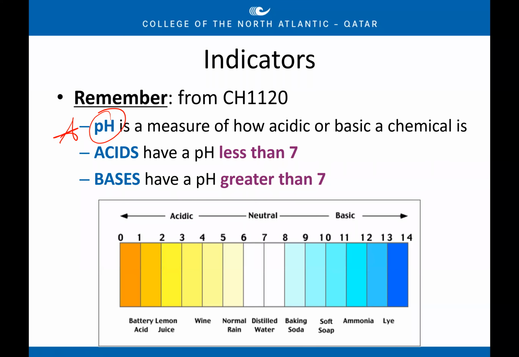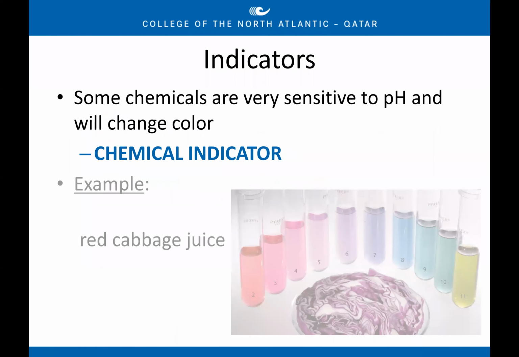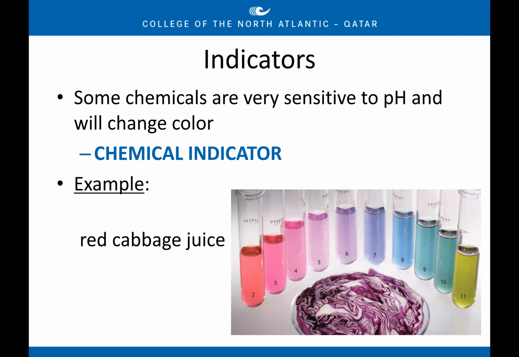Okay, so back to this. pH is a measure of how acidic or basic a chemical is. Acids are less than 7, bases are greater than 7. The pOH scale is different, but don't worry about the pOH scale. I'm not going to ask you about that. Neither will Mr. Robin, the other instructor.